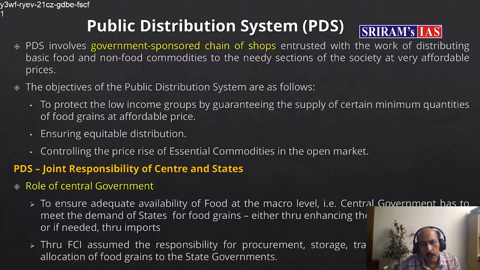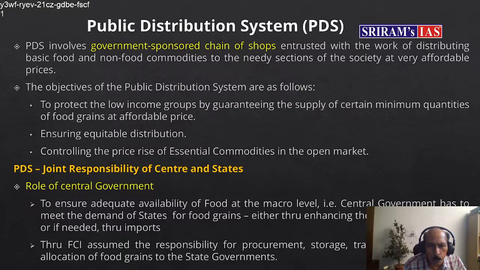FCI is the only central agency we have which is responsible for running the PDS system in the country. And FCI, on behalf of the central government, procures from the farmers at the MSP announced by the government. And these procured food grains are kept in the godowns, which are distributed to the states as per their requirement.